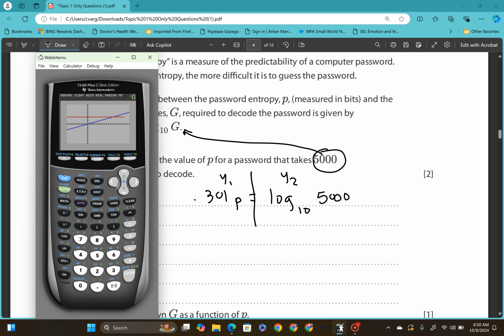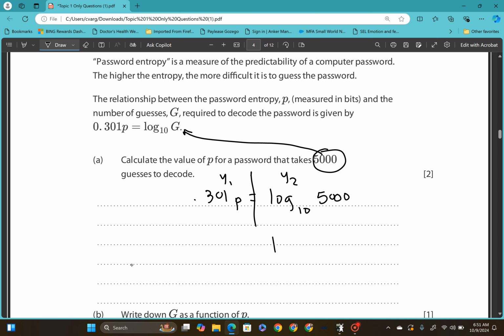Perfect. So we found out where they meet. So you hit second trace, option number 5. You go over to it. You try to get as close as you can or in the general vicinity of it. There's no other intersections there. Sure, close enough. Enter, enter, enter. And we get our answer as 12.3, rounded to three significant figures. So P is equal to 12.3, rounded to three significant figures, and this is in bits.